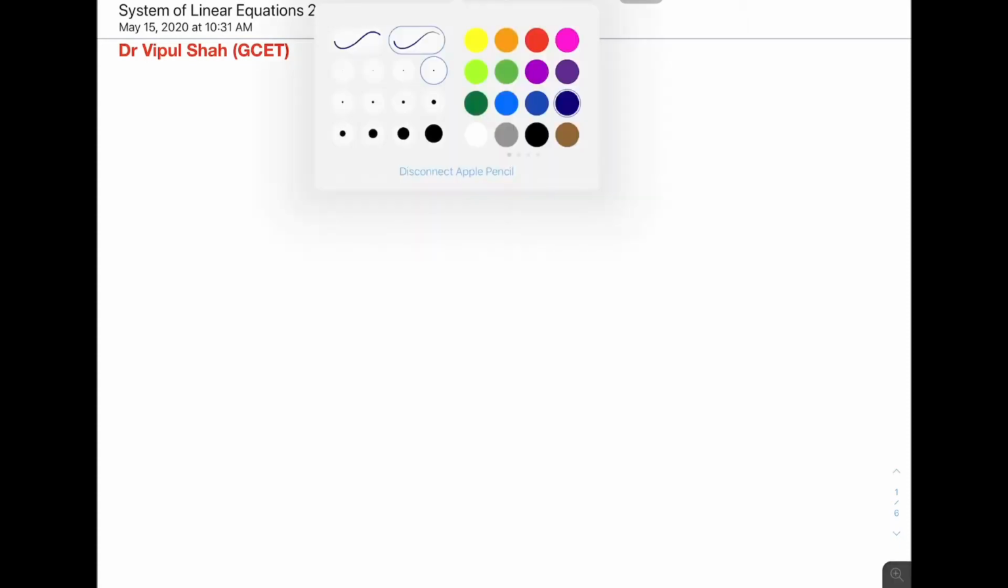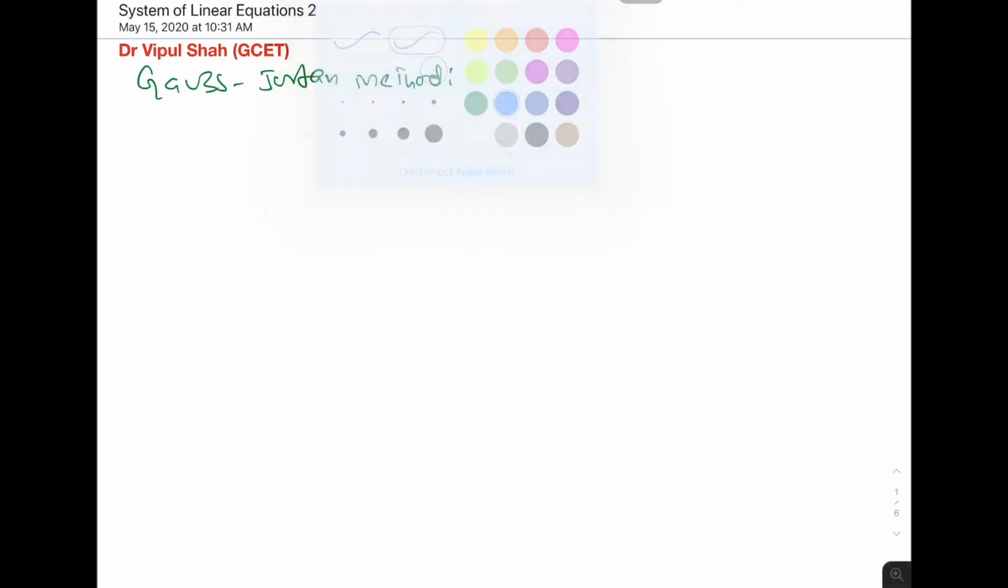Hello friends, let us take one more topic in solving the system of linear equations, and that method is known as Gauss-Jordan method. So we begin the Gauss-Jordan method. Now in this method, we are given a system of linear equations. That system is in this form, Ax equal to b.